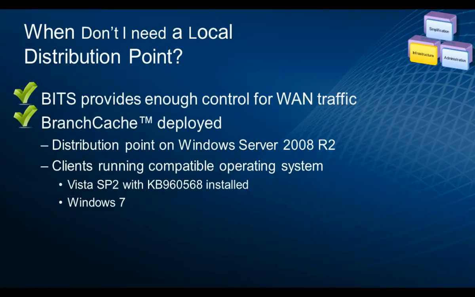So when don't I need a local DP? Well, BITS provides enough control for WAN traffic. BITS is a client service we build on top of, the Windows BITS technology in the network stack. If BITS is helping enough across the WAN, a local DP would not be employed or recommended. The second very important thing to consider is BranchCache. If BranchCache is deployed with distribution points running on Server 2008 R2, or clients running compatible operating systems, Vista SP2 and above with a KB, and Windows 7, BranchCache can significantly reduce, in either its hosted or distributed models, the network traffic incurred with our client-server relationships.